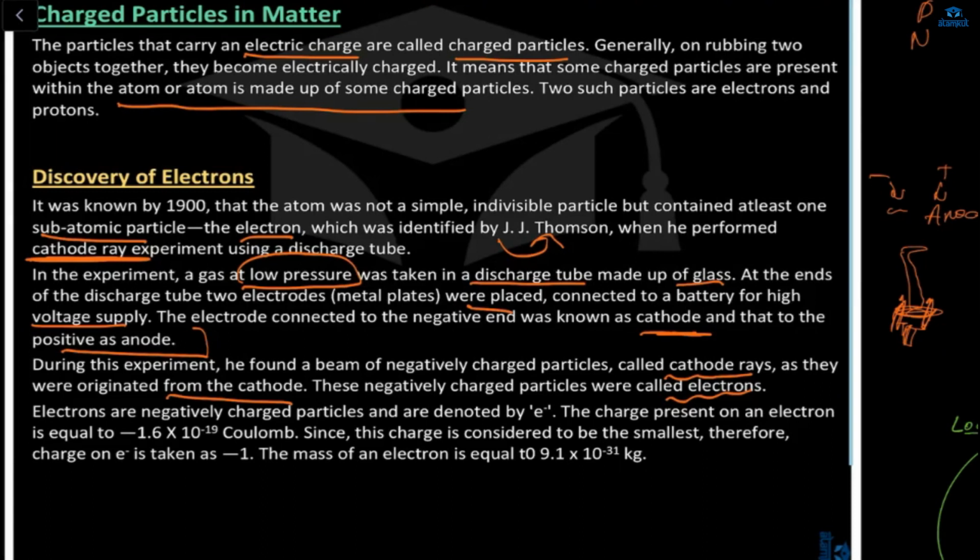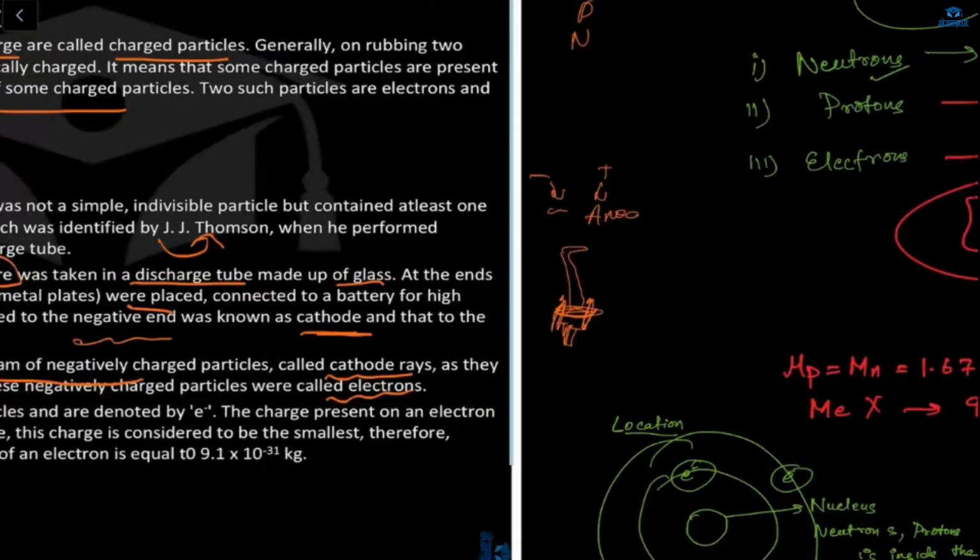First he put the gas at very low pressure in a tube. Then at the end of the tube, he placed two metal plates and connected them with a battery of very high voltage supply. The electrode connected to the negative end is the cathode, and the positive is the anode. Here he found a beam of negatively charged particles, which originate from the cathode side, the negative end. That's how electrons were discovered.